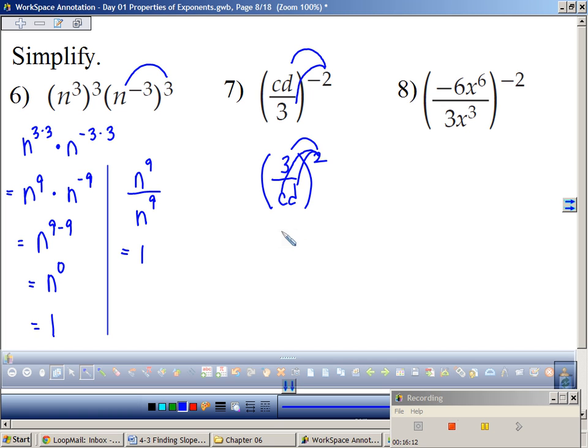So I have 3 squared divided by c squared d squared, should have equal signs here, which equals 9 over c squared d squared. Anybody want me to do it the other way? Apply the negatives first and then change everybody? I think this is much easier. So let's do the same thing with this one.